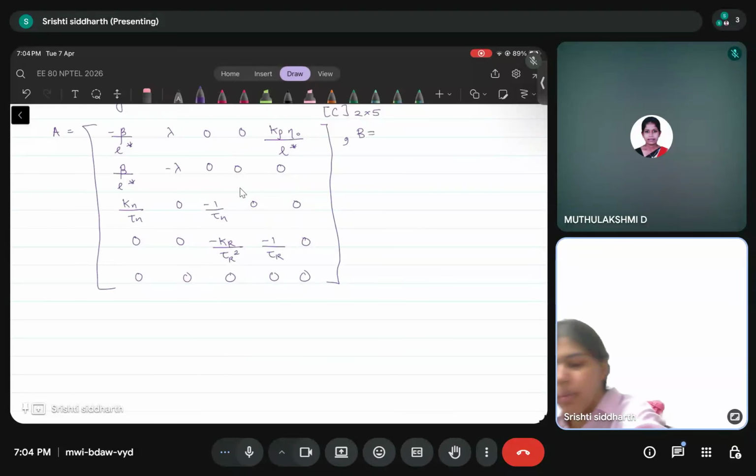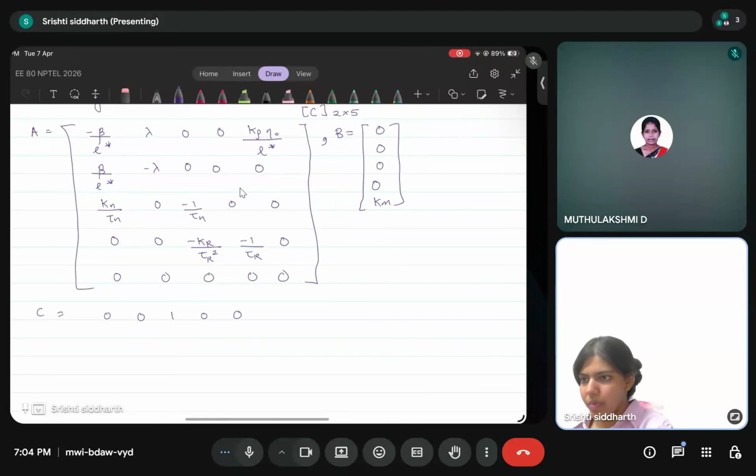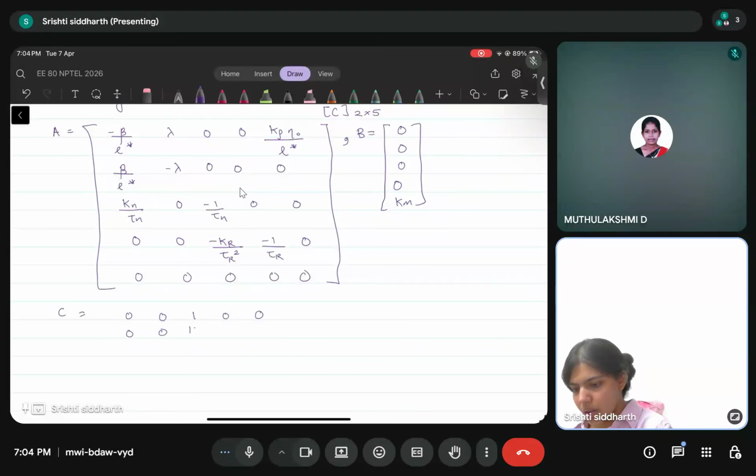Then we have B, it's a 5 by 1 column vector, right? So this is 0, 0. The input is only in the state H, right? H dot is Km times V of t. V of t is the input. So this is 0, 0, 0. And H is the last state. So, one second. Yeah, this is 0 and Km. Then C is 0, 0, 1, 0, 0, and 0, 0, R over tau R, 1, 0.